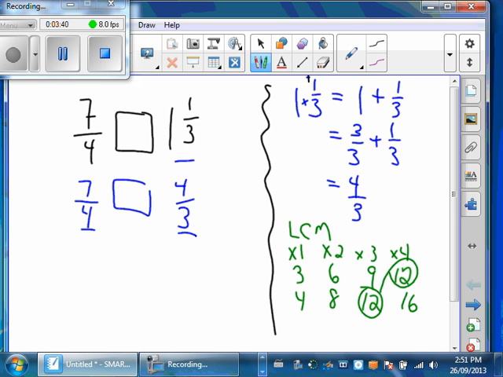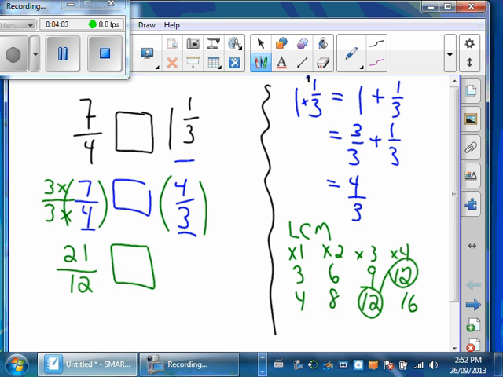So if we are going to change this denominator to 12, that means we have to multiply it by 3. What we do to the bottom, we also have to do to the top, and this now becomes 21 over 12. Then for this other fraction, we have to figure out what we multiply 3 by. What we have to multiply 3 by is 4, so this becomes 16 over 12.